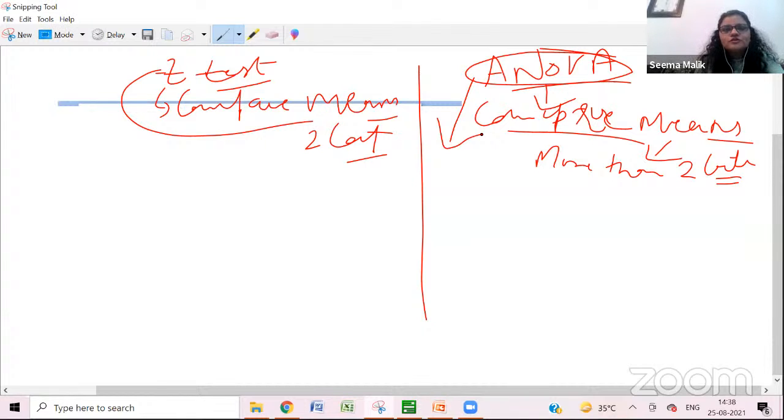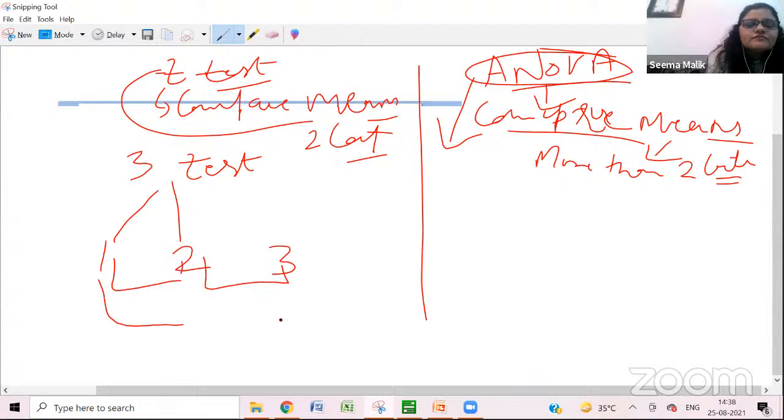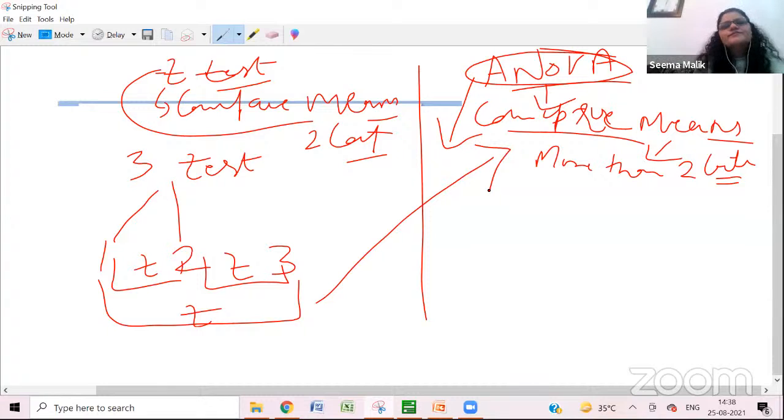Though we have the option: we have three categories, 1, 2, and 3. If two categories are there, we can perform the t-test. We still have the option: if we have three categories, we can also perform three t-tests. The first one is between 1 and 2, the second is 2 and 3, and then 1 and 3. A-B t-test, A-B t-test, A-B t-test. In order to reduce that complexity, ANOVA is introduced.